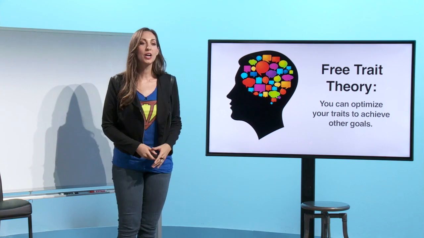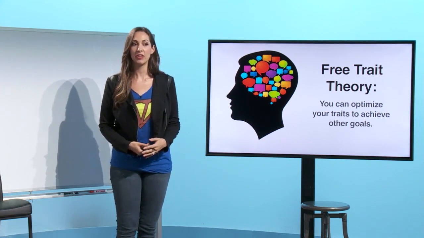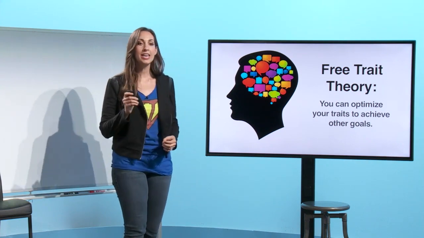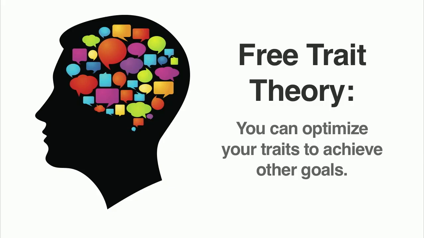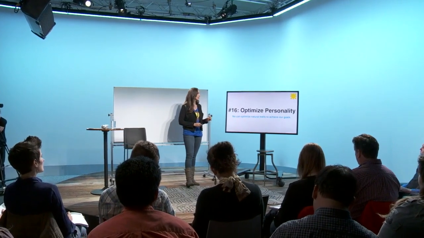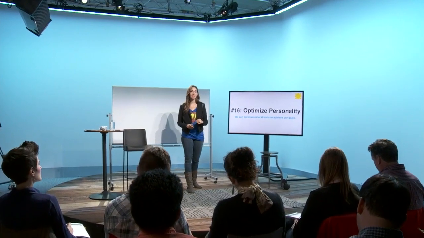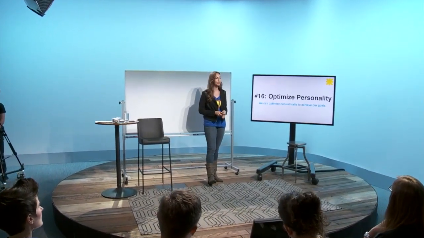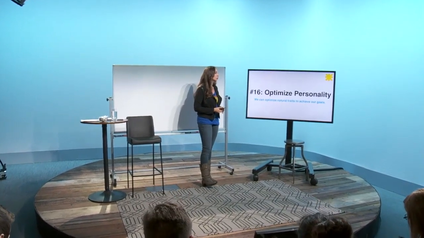So this all comes down to the free trait theory. The free trait theory says that you can optimize your traits if your goals are high enough. So if we have a goal for something, we can change our trait to fit into that goal, to help us get to that goal. That is why I made us talk about our personal mission statement. And this leads me to skill number 16, which is optimize personality. We can optimize natural traits to achieve our goal. This is the free trait theory.